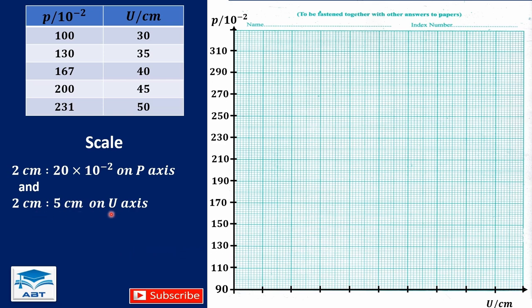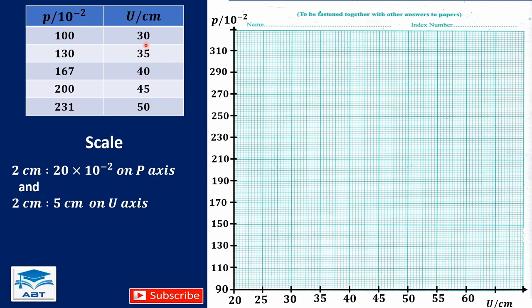On the U axis we choose a scale of 2 centimeters is to 5 centimeters. The least value on the U axis is 30, so we can start from 20 and keep on adding 5. So the next one will be 25, 30, 35, 40, and so on. On the vertical axis, the difference is 20. 20 divided by 10 is 2. So each small box on the vertical axis is equal to 2.